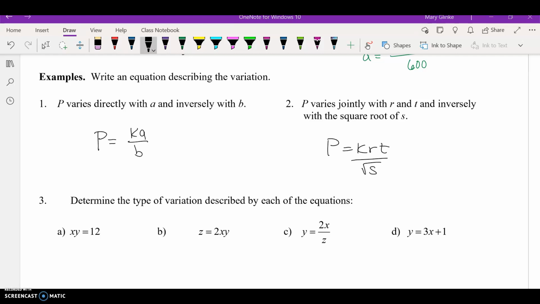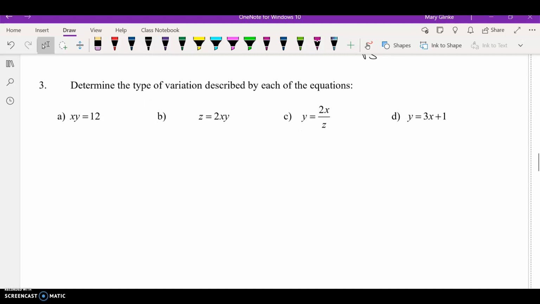So P equals KA over B, and then P equals KRT over the square root of S. So we want to be able to take a look at equations and identify based off of the equations if it is a joint, an inverse, a direct, or a combined. So looking at this one, most of the time, if you have like x times y equals 12, we normally have it as y equals. So we can go ahead and divide by x. And once we do that, it's a little bit easier to see that the k is 12 and this is divided by x, making this an inverse.